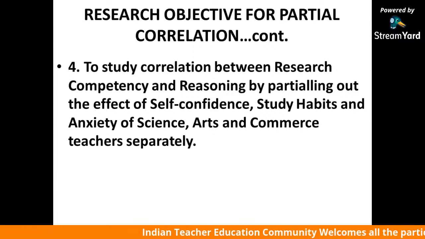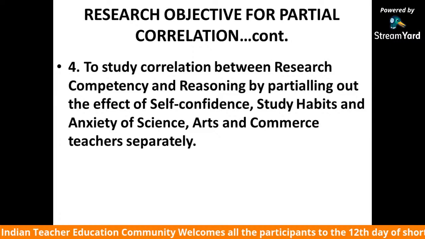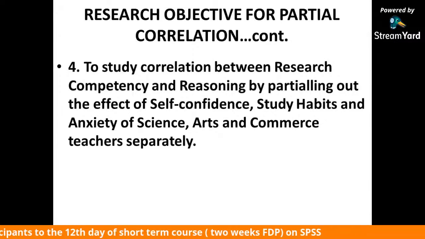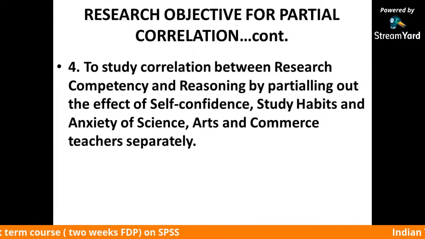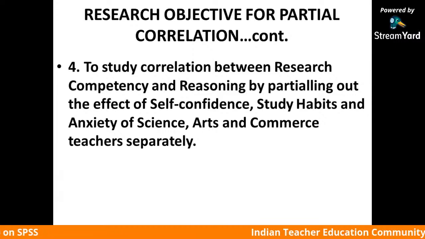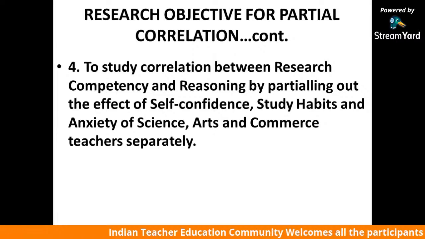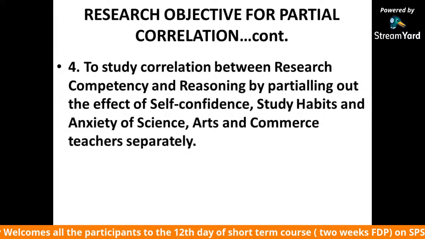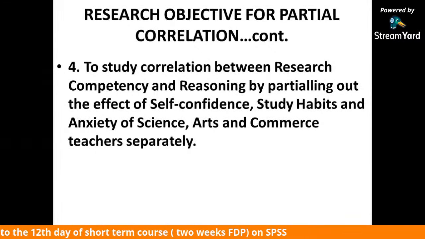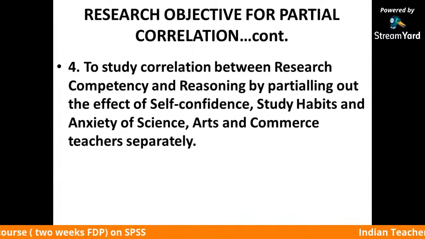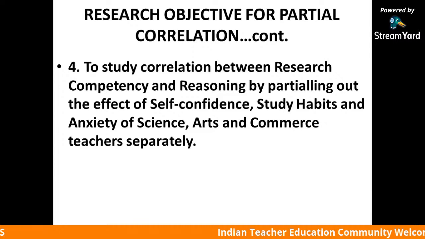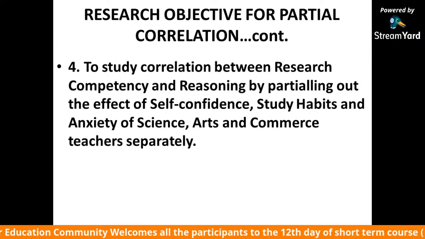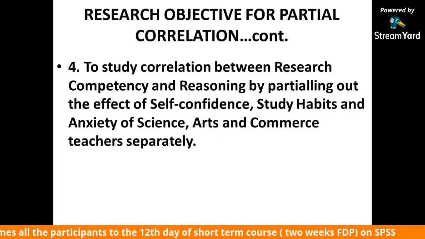And yesterday, I demonstrated how you filter. So you must know how to filter, because when you have the data for this objective, you will have the data of the science, arts, and commerce. So at a time you are doing only one. So others you have to partial out. If you are doing science, the arts and commerce will be partialed out. If you want to do arts, then science and commerce data will be partialed out. If you want to do commerce, then science and arts data will be partialed out. So only those teachers who are the commerce teachers, their data will be used for the analysis.